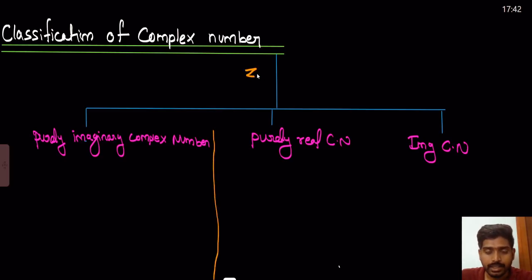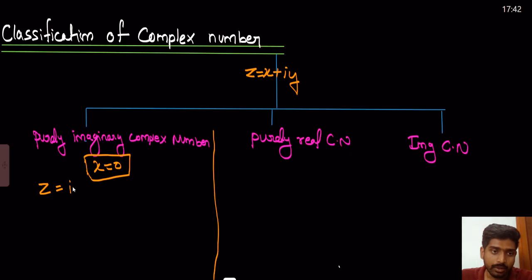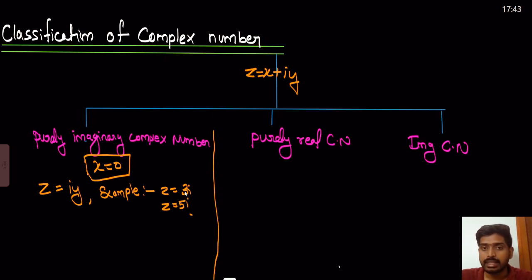A complex number is denoted by x plus iota y. Here x is known as the real part, y is known as the imaginary part. Now, purely imaginary complex number: the real part x will be equal to 0. So this complex number will be in the form z is equal to iota y, because x is 0. For example, z is equal to 3 iota, z is equal to 5 iota, and so on. All these are known as purely imaginary complex numbers.